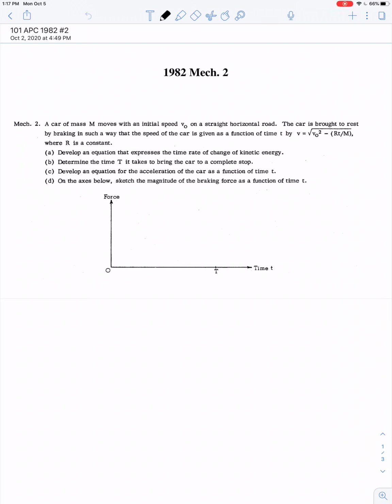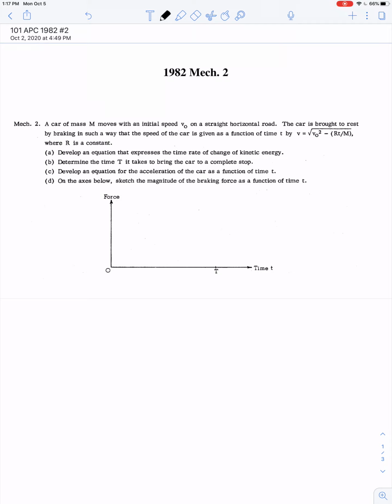We'll spend the remainder of this unit of study on work, energy, and power by investigating a few problems taken off of advanced placement exams. This first one from 1982 is a question that's all about kinetic energy. We're told that a car with a mass of m is moving initially with a speed of v0 on a straight horizontal road.